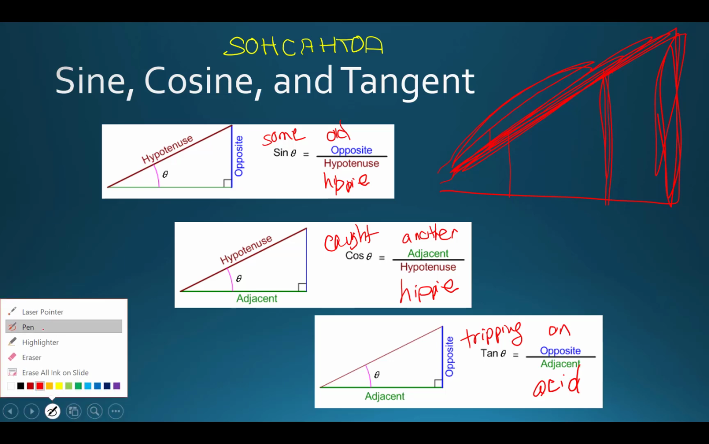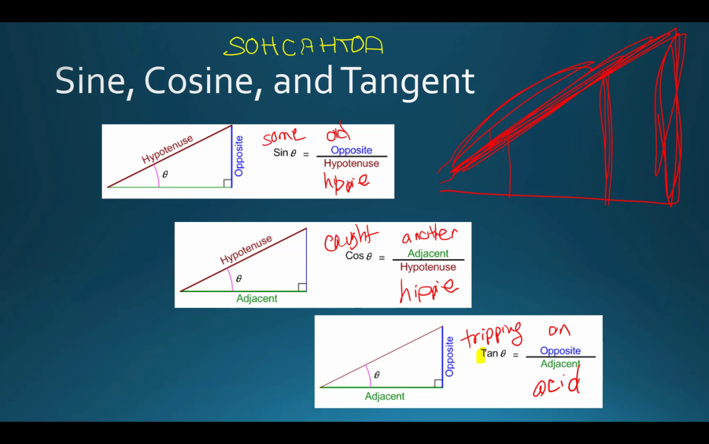And for some reason in my silly brain, I always thought that TOA spelled toad, and I always spell tangent as toad. But some old hippie caught another hippie tripping on acid. Get you sine, cosine, and tangent. Isn't that fantastic? Okay. These are things you just have to have memorized.